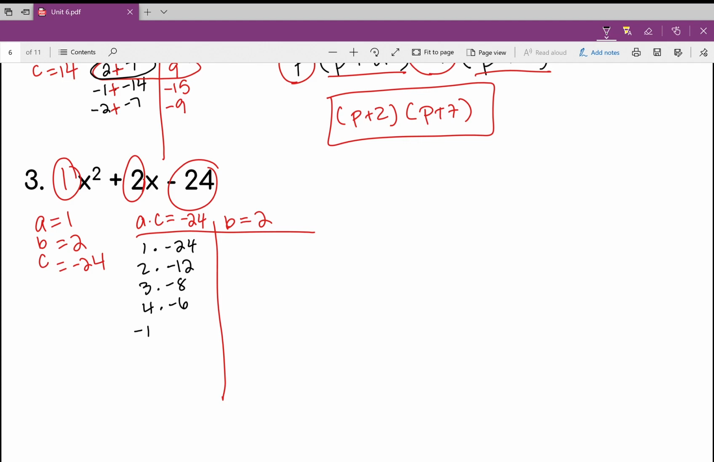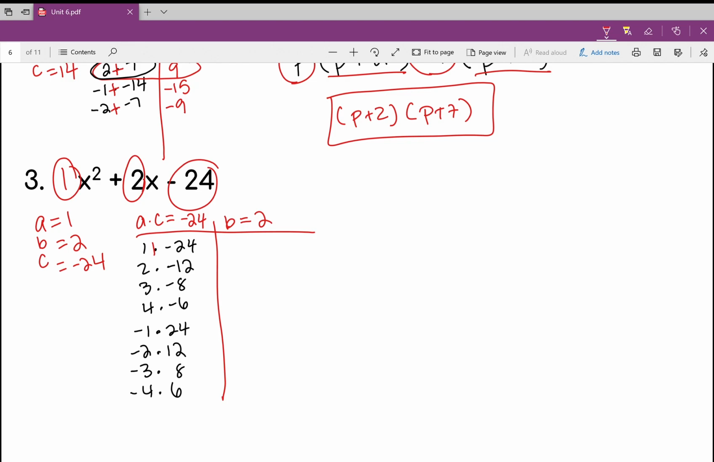So negative 1 times 24. Negative 2 times 12. Negative 3 times 8. Negative 4 times 6. Okay. Those are all the numbers that multiply to negative 24.